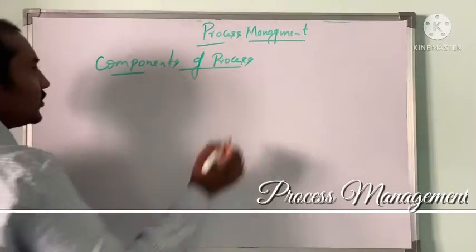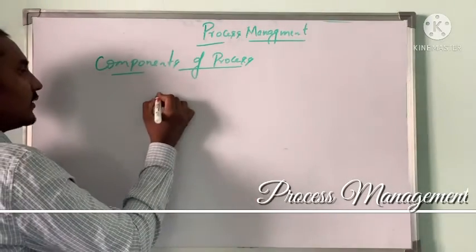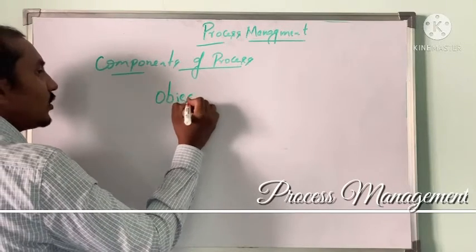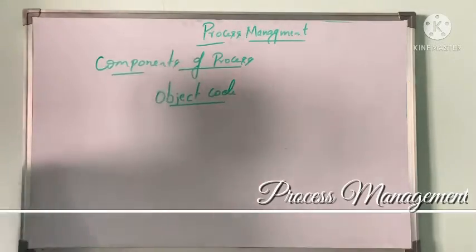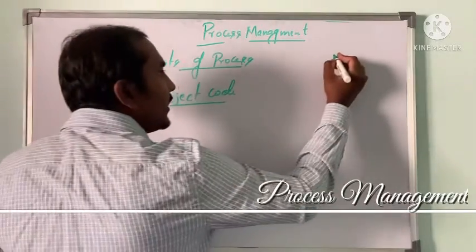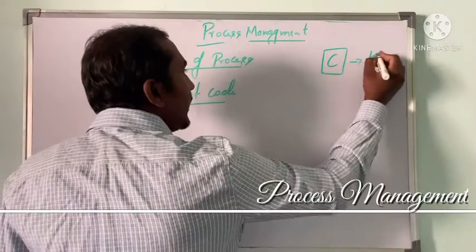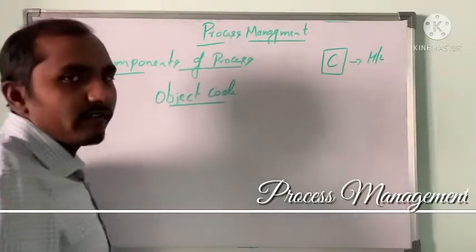So what are the components of a process? A process includes things like instructions, or we'll consider it as object code. We have discussed this also. When you write any C program, this C program will be in a high level language.